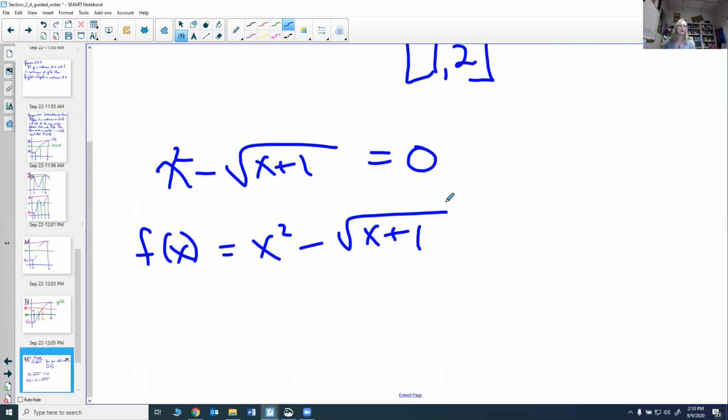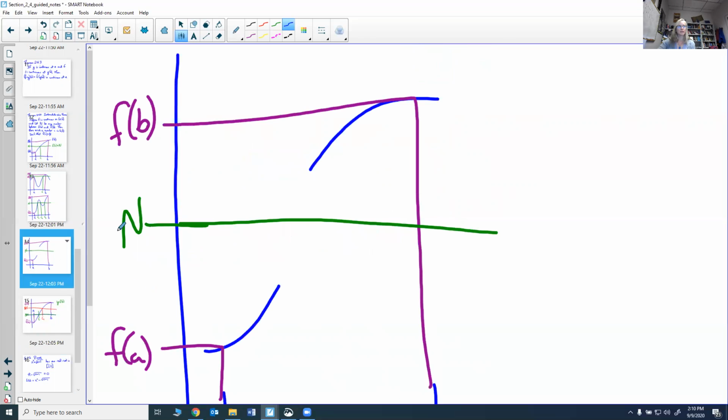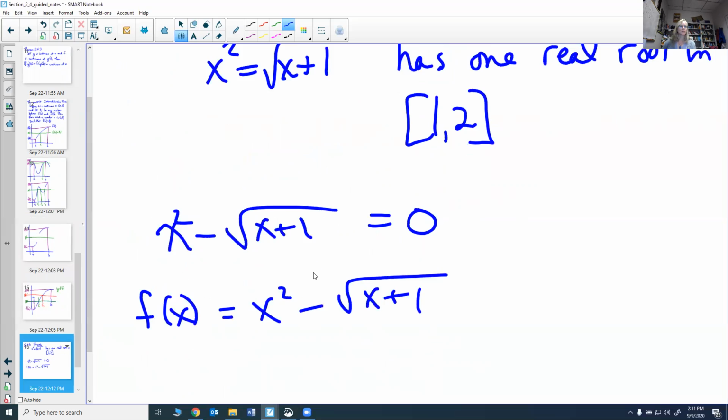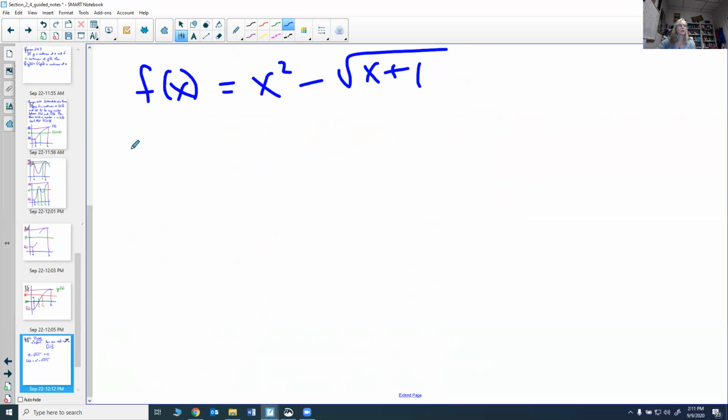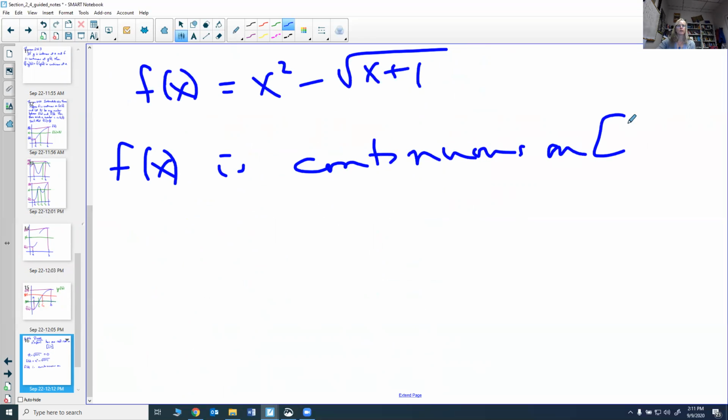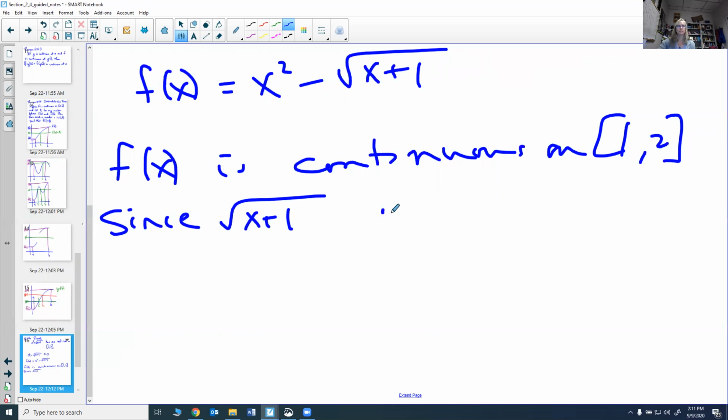First off, we have to look at whether it is continuous. Remember, we must be continuous, because if we're not continuous, you can put a number between f of a and f of b, but you don't get a function value. So our first thing is to say, is this continuous? So f of x is continuous on the interval from 1 to 2, since, first off, the square root of x plus 1 is continuous on there.